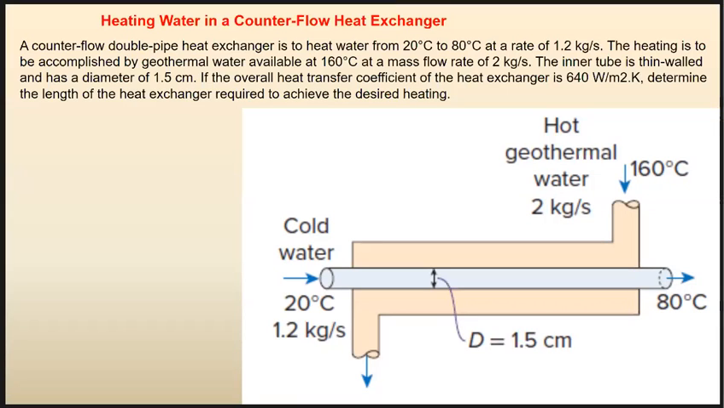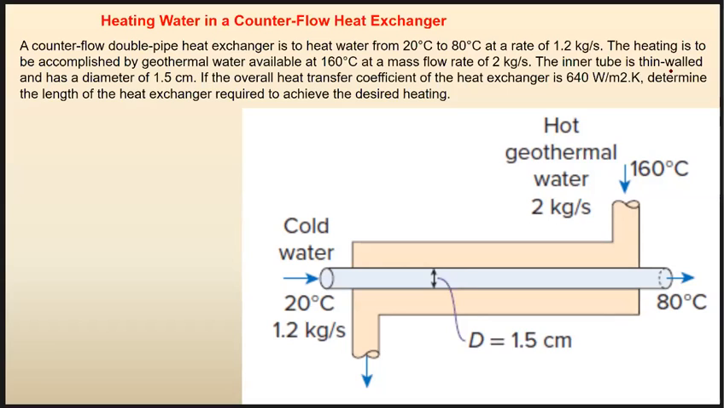A counterflow double pipe heat exchanger is to heat water from 20 degrees Celsius to 80 degrees Celsius at a rate of 1.2 kilogram per second. The heating is to be accomplished by geothermal water available at 160 degrees Celsius at a mass flow rate of 2 kilogram per second. The inner tube is thin-walled and has a diameter of 1.5 centimeter.